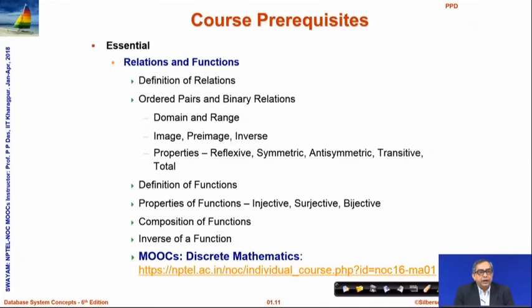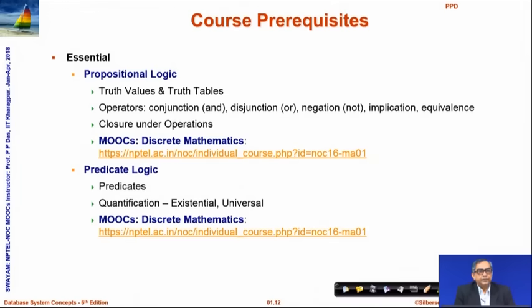Again, if you need, you can refer to this MOOCs course on discrete mathematics to brush up your knowledge about relations and functions. We also need you to have a basic understanding of propositional logic, which is truth values, true and false, and the different operations of conjunction, disjunction, negation, that is and, or, not, what is meant by implication, what is meant by equivalence.